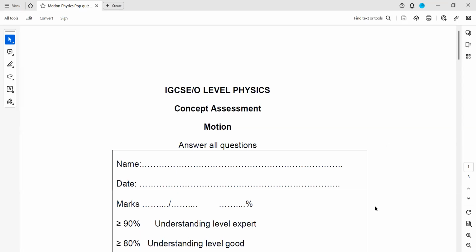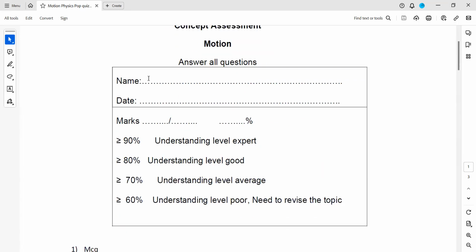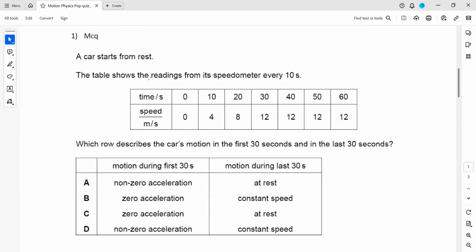So this was a pop quiz 2 related to motion. In the first question, a car starts from rest. A table shows a reading from its speedometer every 10 seconds. Which would describe the motion of the car in the first 30 seconds and the last 30 seconds? So the motion of the car in the first 30 seconds, if we compare.